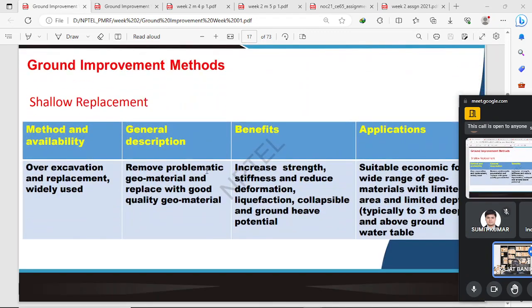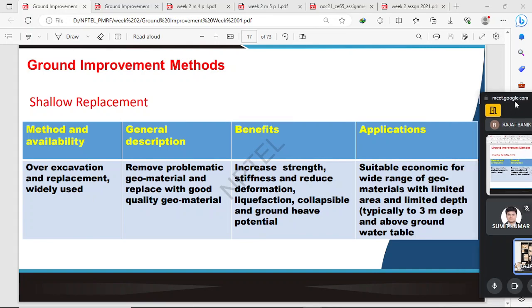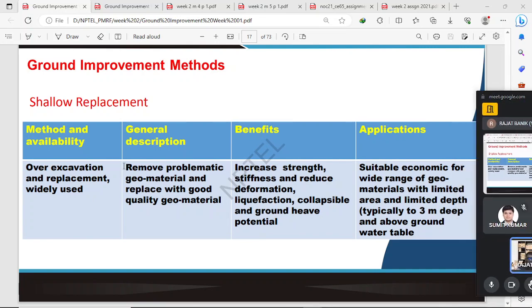And we also study our own differentiation in ground improvement techniques, like the shallow replacement method, where we learn the over-excavation replacement method, what the benefits are, how it is applied, in which type of soil it is applied, how much depth is needed, and suitable applications. Like in our excavation, we go up to 3 meters deep.